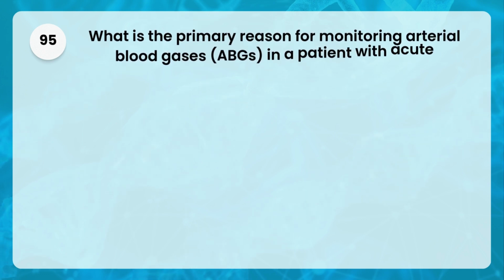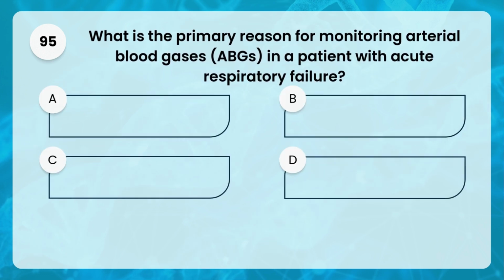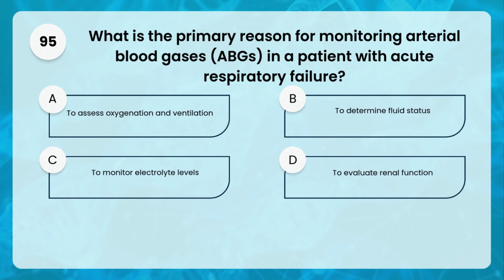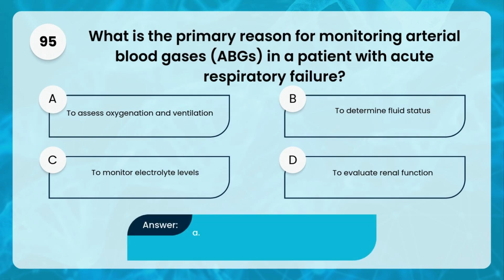95. What is the primary reason for monitoring arterial blood gases, ABGs, in a patient with acute respiratory failure? A. To assess oxygenation and ventilation. B. To determine fluid status. C. To monitor electrolyte levels. D. To evaluate renal function. The answer is A. To assess oxygenation and ventilation.